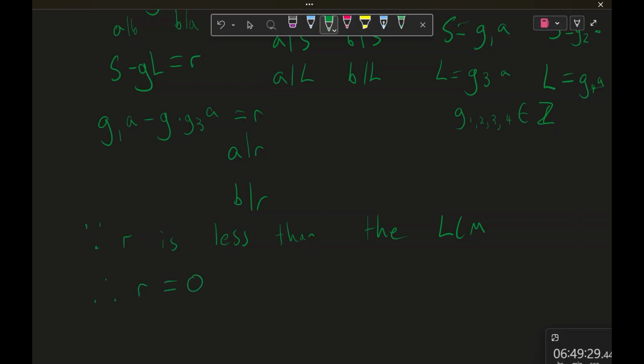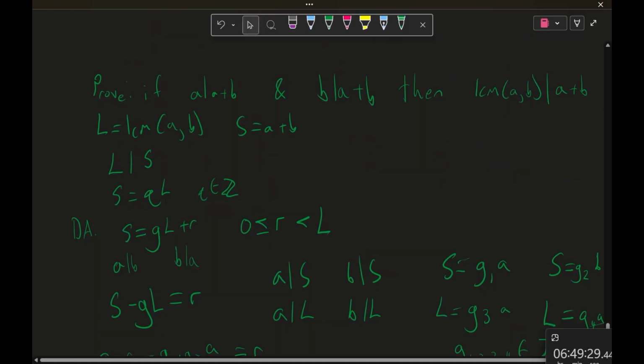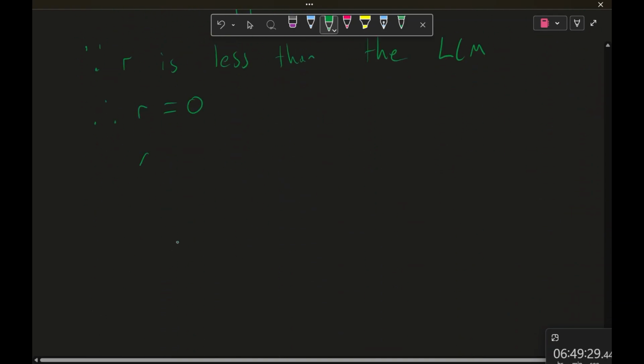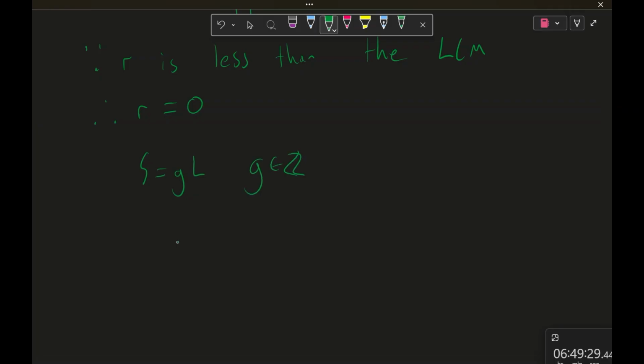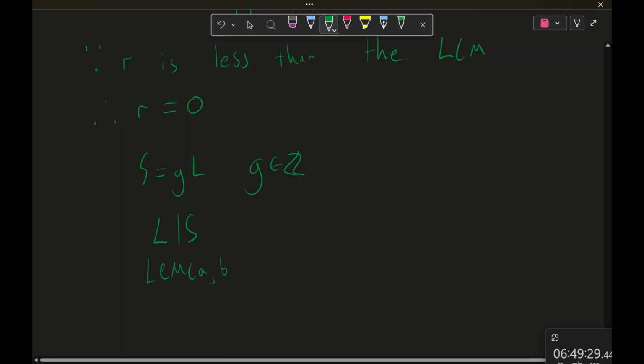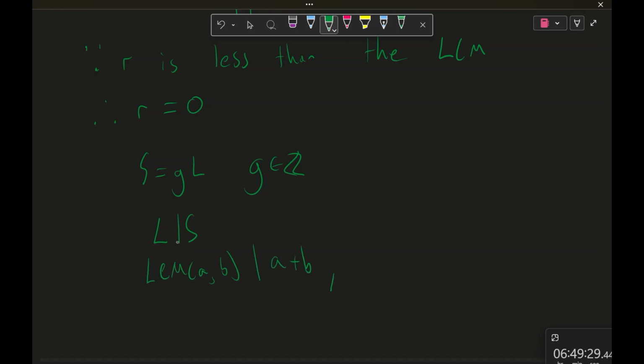So, from this, we now get S is equal to G times L for some integer G in the set of integers. And so now, because of this, we get L divides S. Thus, the LCM of A, B divides A plus B, which is the sum. And that's our proof.